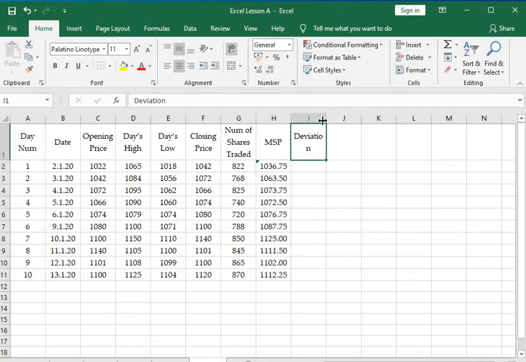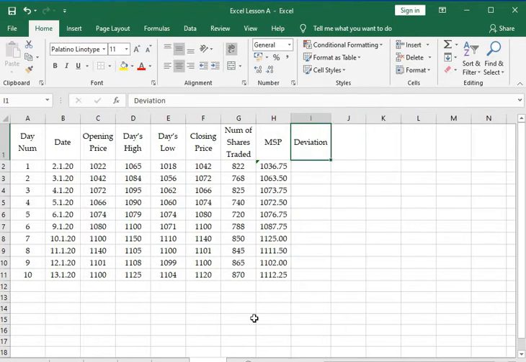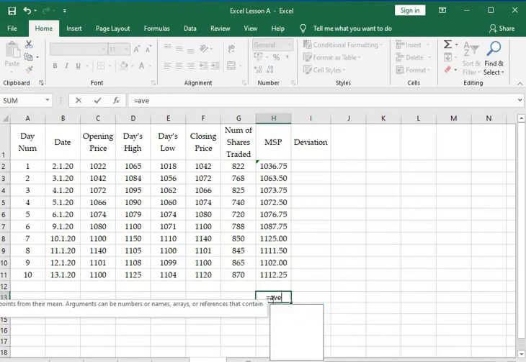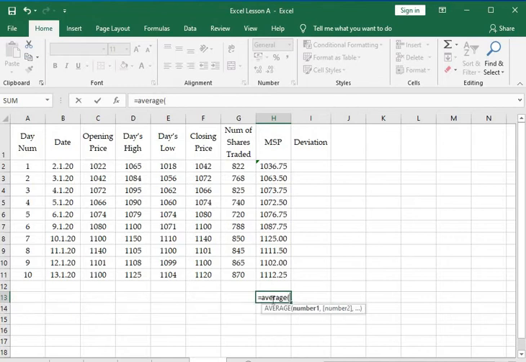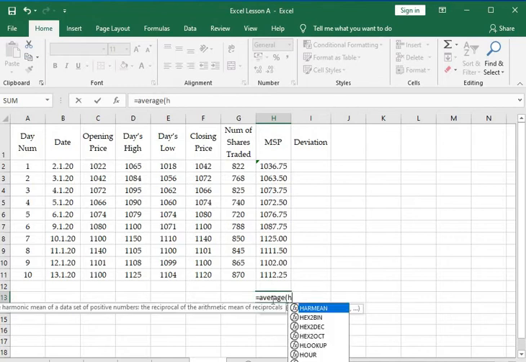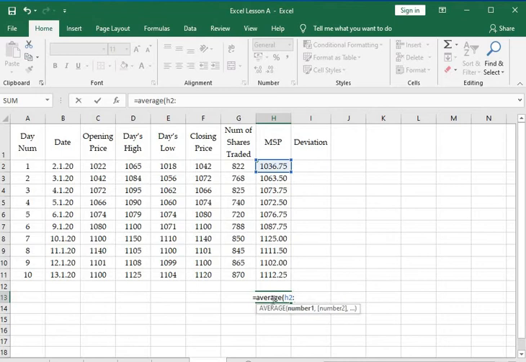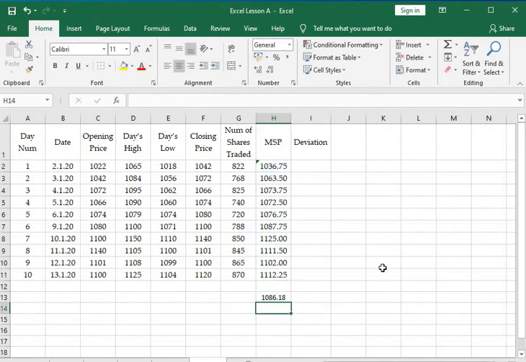Then comes the calculation of the average share prices. The average mean share price will be the average of all these. So here if I put the AVERAGE formula, this function for cell number H2, and I put colon, and I put H11, right? H2 to H11 is the range from where I will get the average.